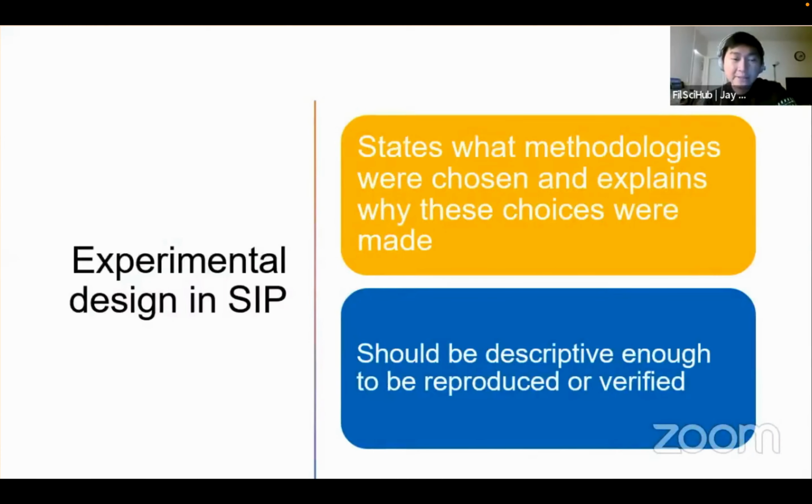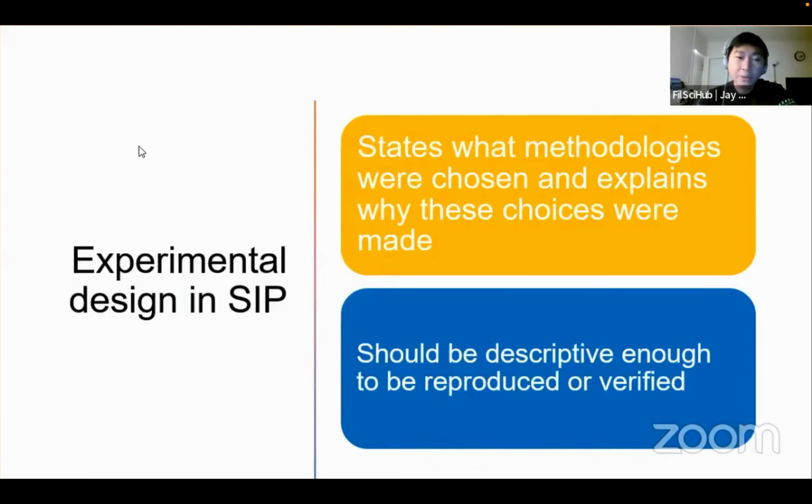So in science investigatory projects or capstone projects in universities and high schools, the experimental design normally states what methodologies were chosen and explains why these choices were made. So sometimes explicitly they will state this in the final paper kung bakit yung methodologies yung napili and ano yung research question that they're trying to address.